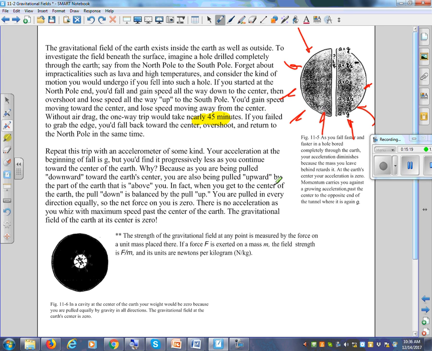In fact, when you get to the center of the Earth, the pull down is balanced by the pull up. You are pulled in every direction equally, so the net force on you is zero. Interestingly enough, there is no acceleration as you whiz by with maximum speed past the center of the Earth. The gravitational field of the Earth at its center is zero. There is no gravity at Earth's core. How come?